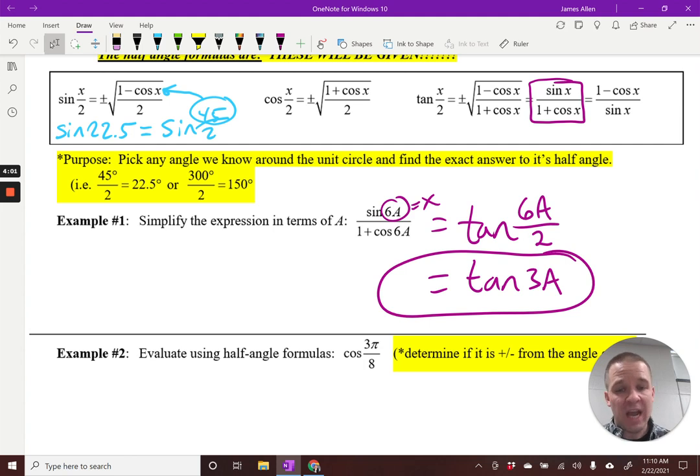Evaluate using a half angle formula. Okay, so I've left the formulas up there. We're dealing with cosine, right? We're dealing with this one right here. So let me jot that down.